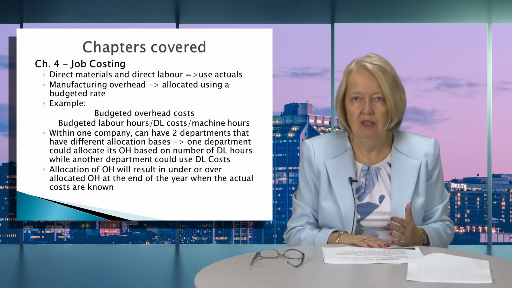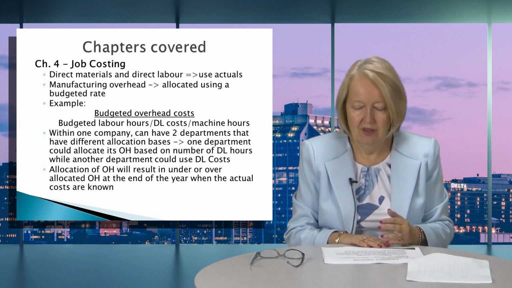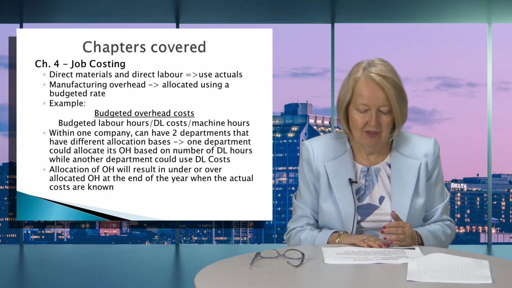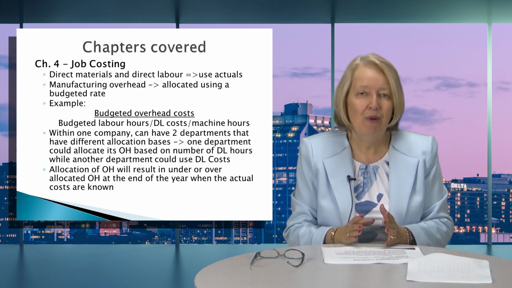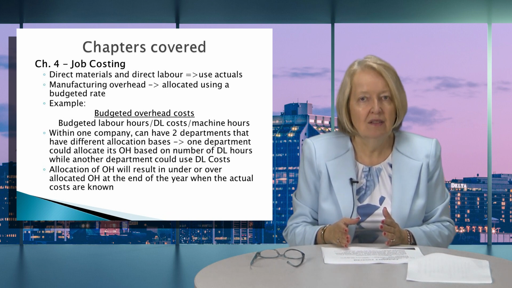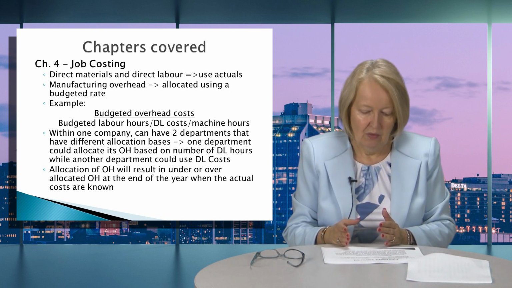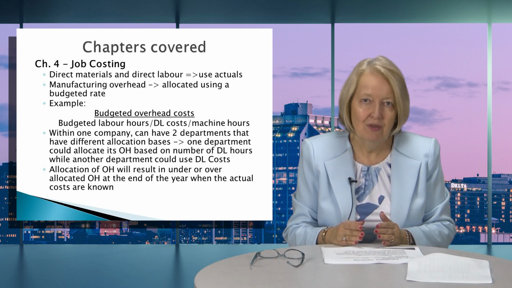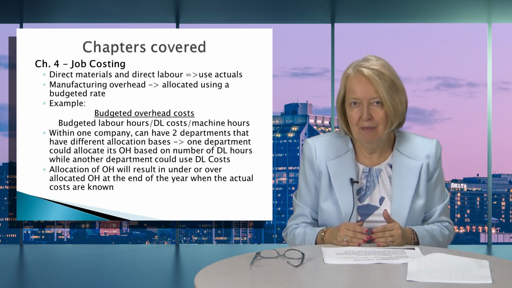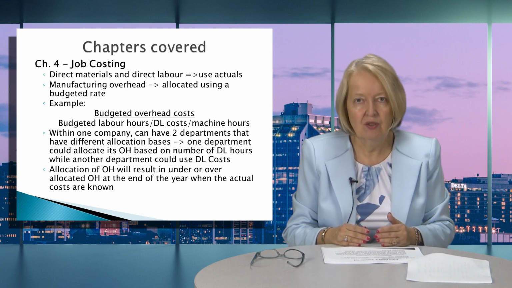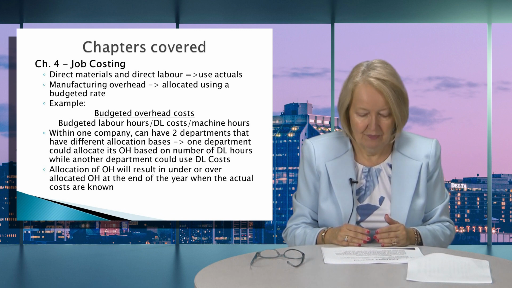Just to give you an example, within one company there can be two departments that have different allocation bases. One department might allocate their overhead based on the number of direct labor hours. For every direct labor hour, they might add, say, $10 of overhead. Another department could be using direct labor costs. In that case, for every $20 in labor, they're going to add a certain amount of overhead.